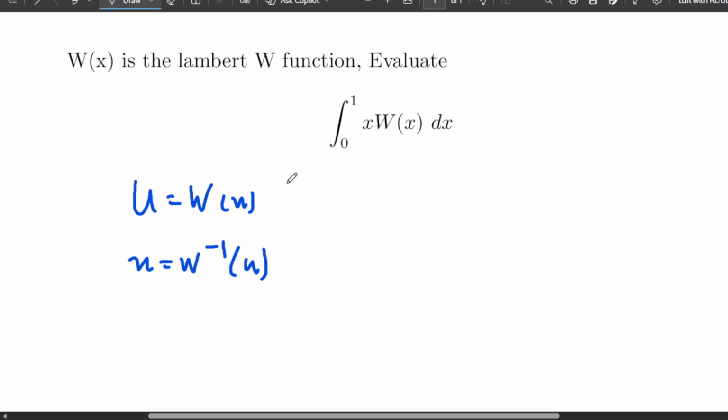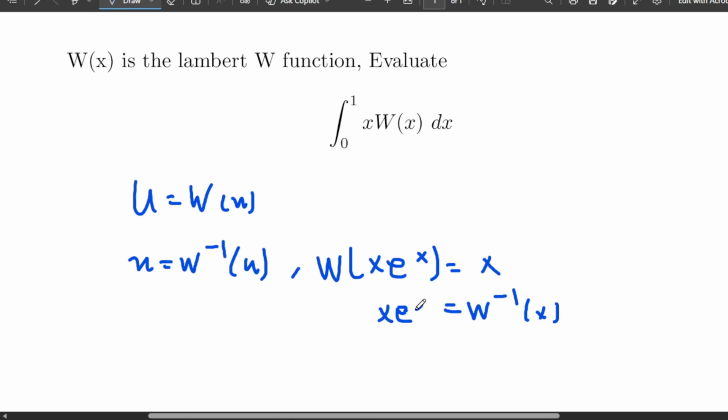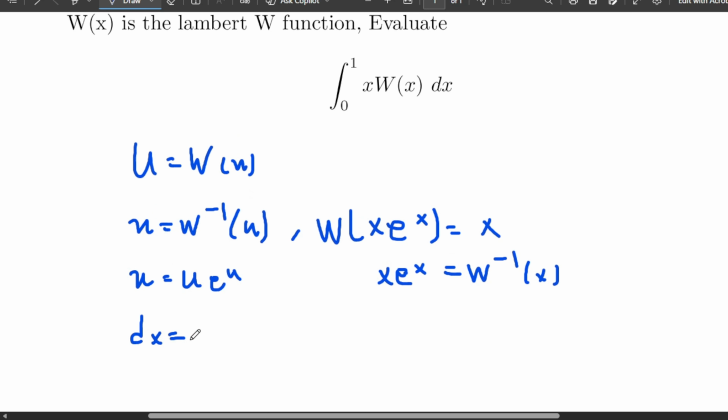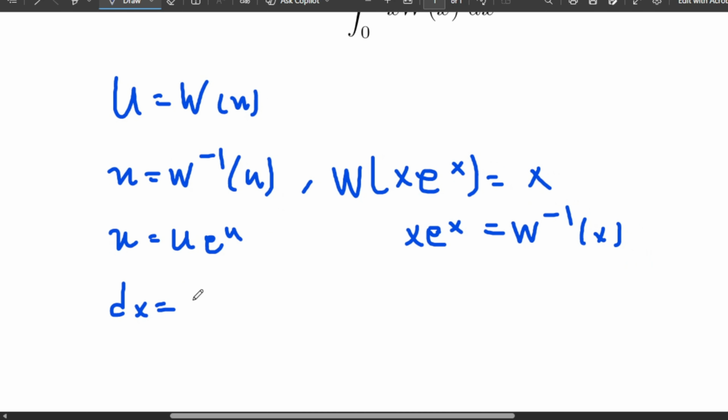Okay, if W(x) e^x equals x, that means the inverse of W must be x e^x, right? So x must be u e^u. dx must be, use the product rule, derivative, so u prime, which is just 1, e^u plus u e^u du.